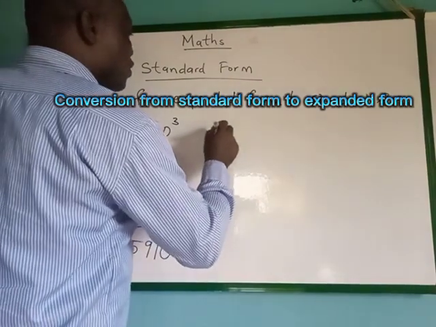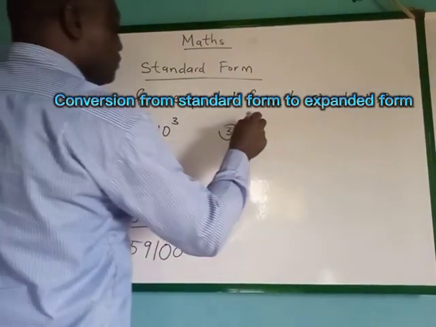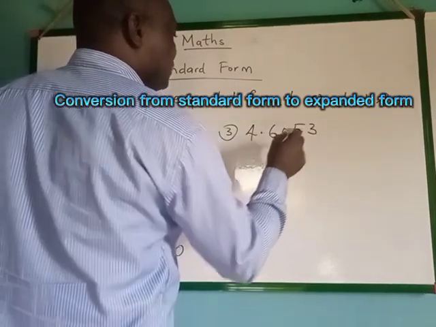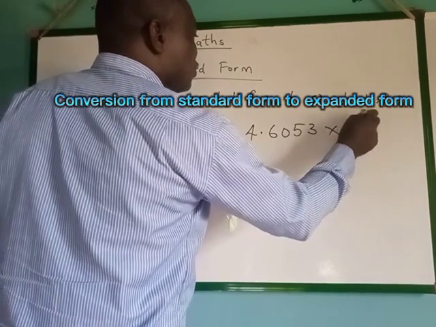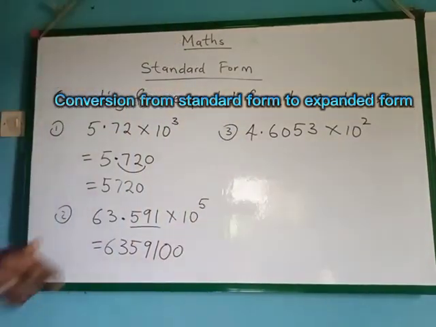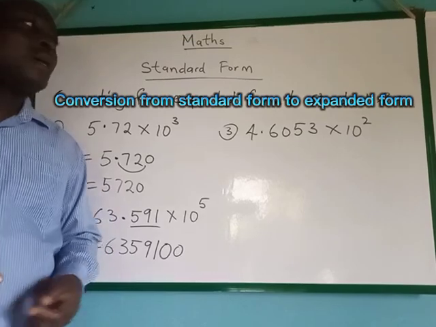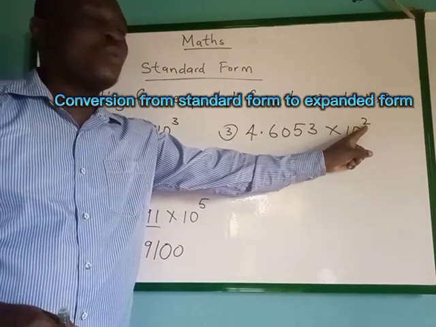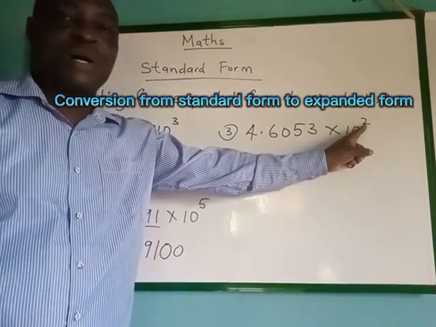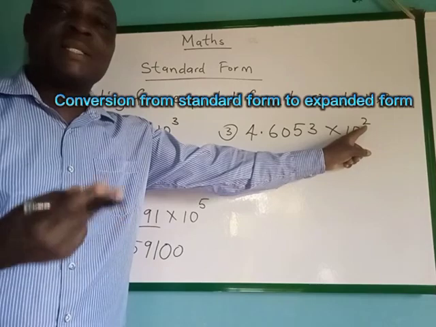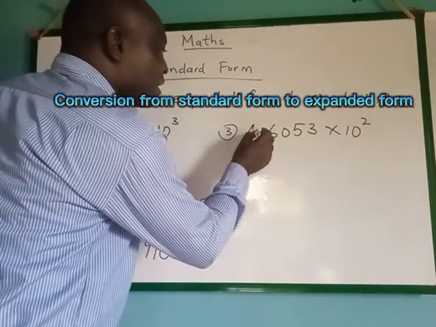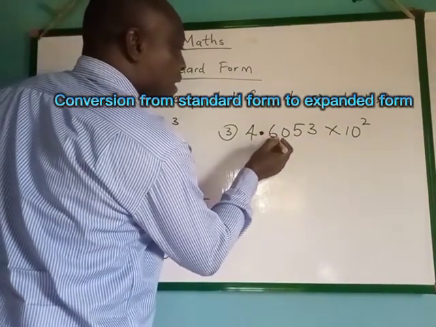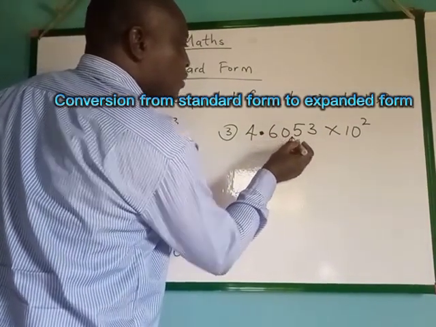So let us look at the third one. If I have 4.6053 times 10 raised to power 2, what will be the equivalent of this number? This one tells you that what I need to do is to move my decimal point to the right, because it's a positive power of 10. How many steps? 2. Now this is where my decimal point is, so I must move it 2 places. So where are the 2 numbers? 1, 2. So the decimal point will come to this place.